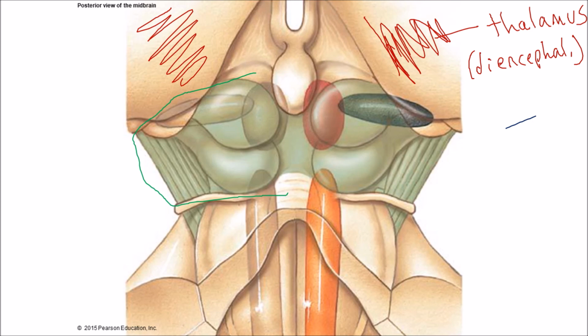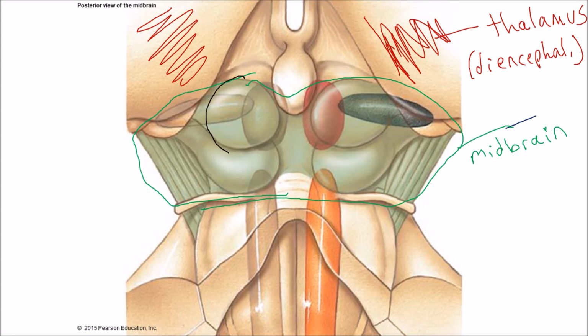But this green part, this green section down here, is the midbrain. And the reason why I wanted you to see this posterior view of the midbrain up close is because there are these structures on the back of the midbrain that you're probably going to need to know. At least I had to learn them.